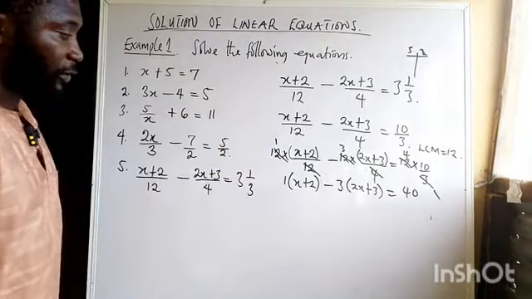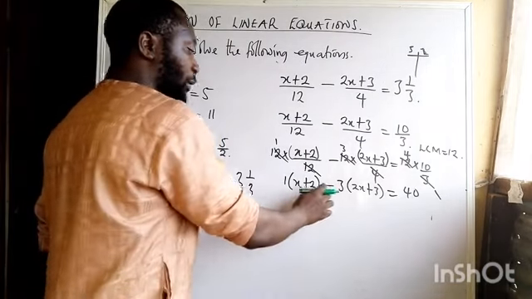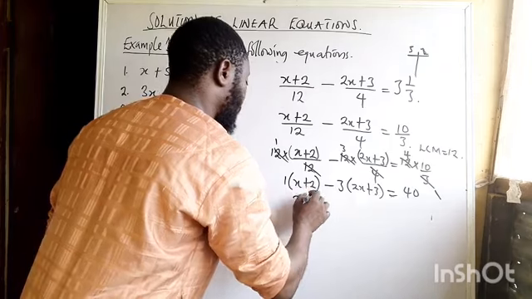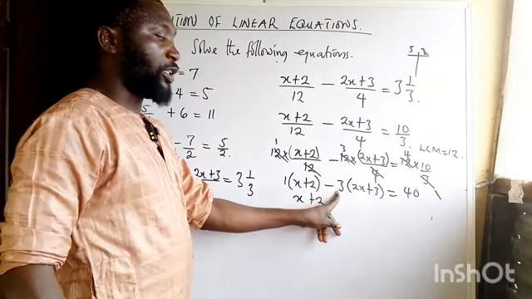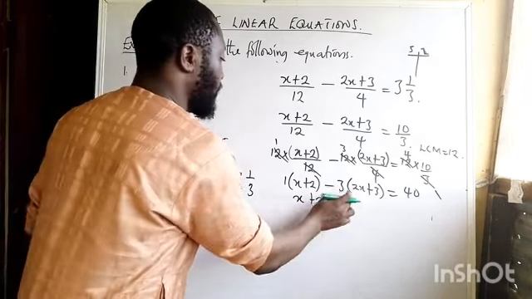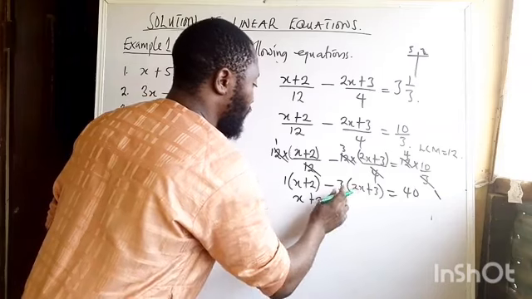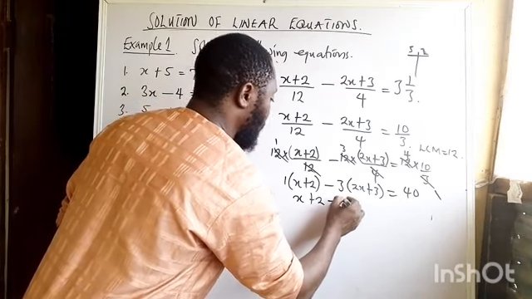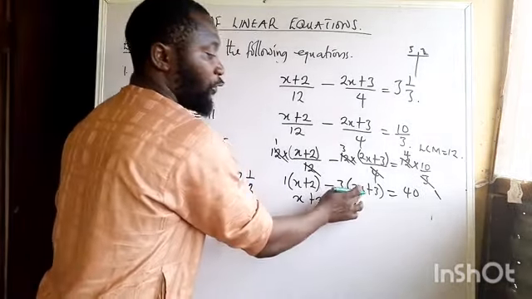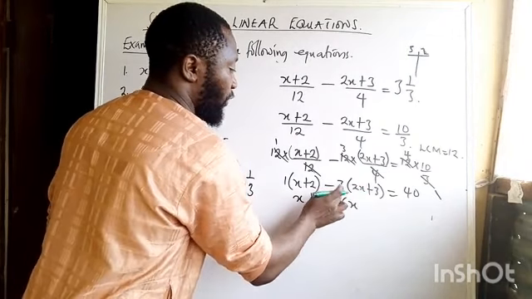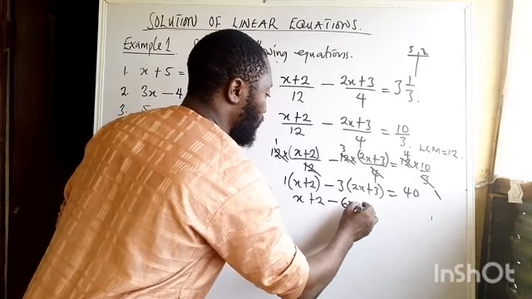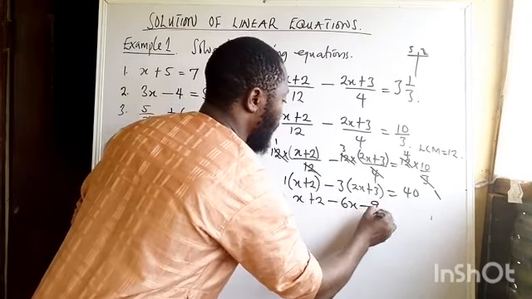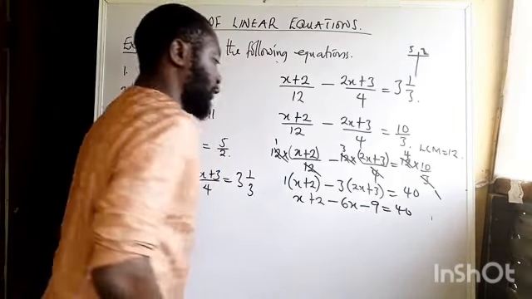Now let's open this bracket. Use 1 to multiply everything. 1 times x is x, 1 times 2 is 2. You have negative 3 here, so you open the bracket with negative 3. Minus 3 times 2x is negative 6x. Minus 3 multiplied by plus 3, minus times plus, is minus 9. Now everything equals 40.